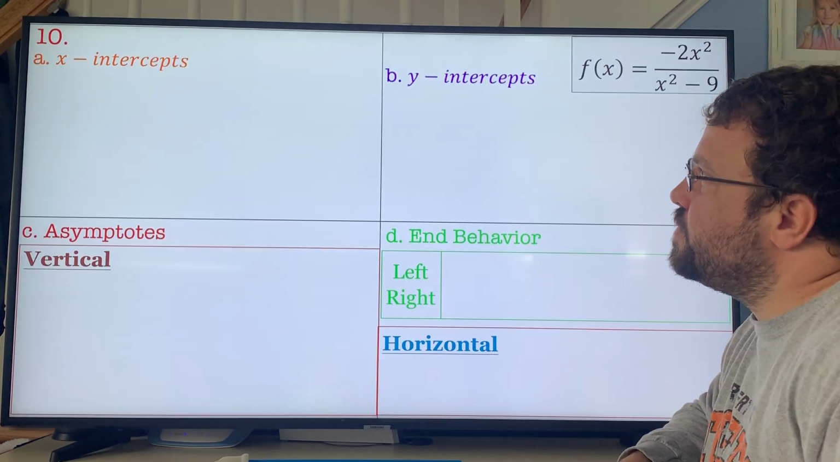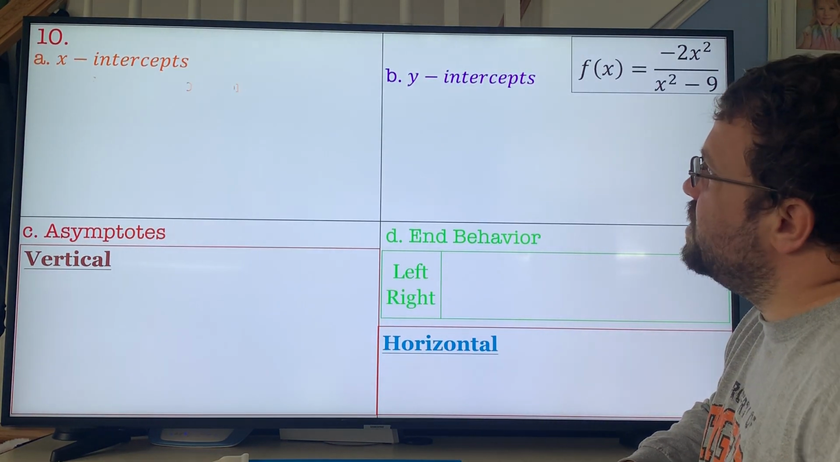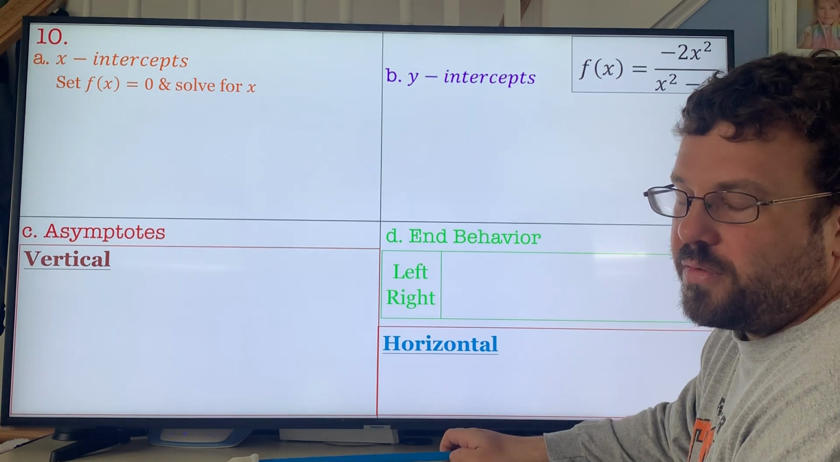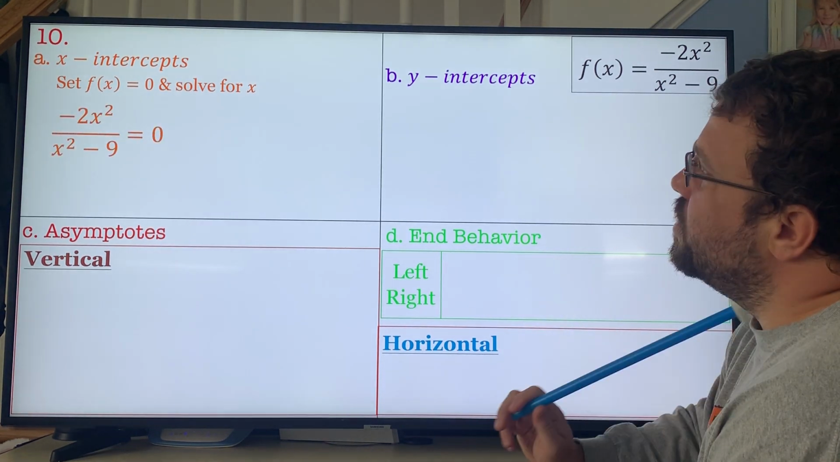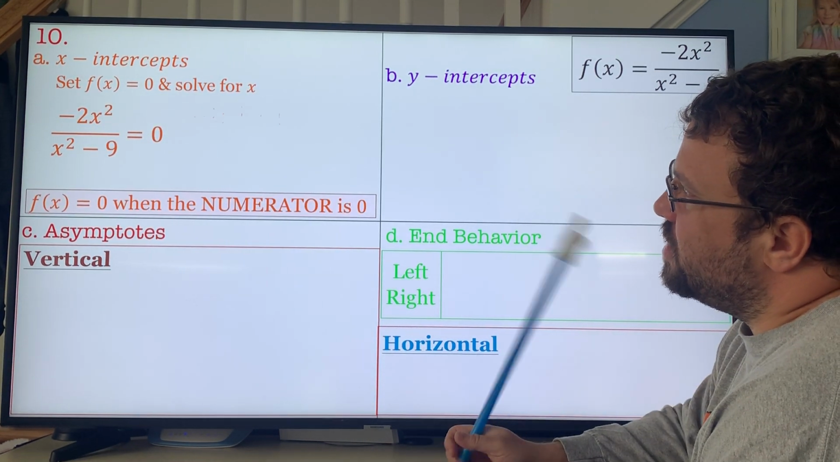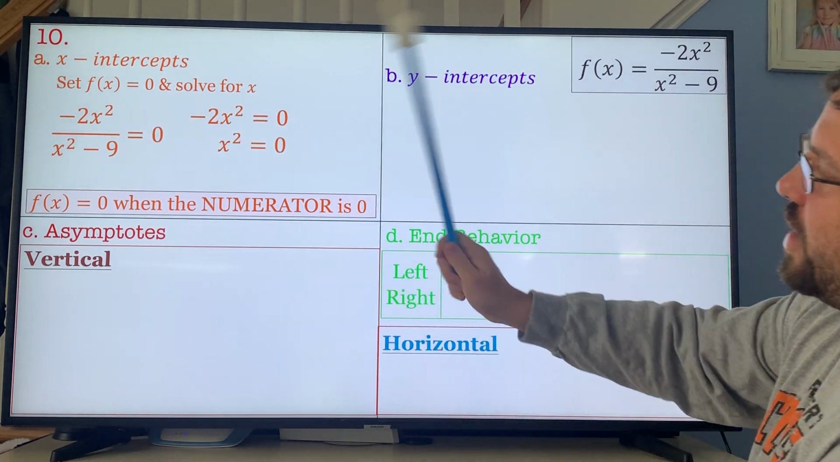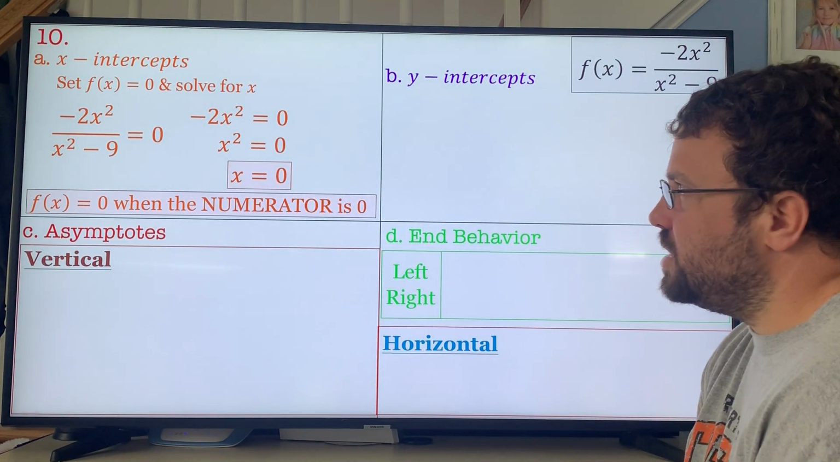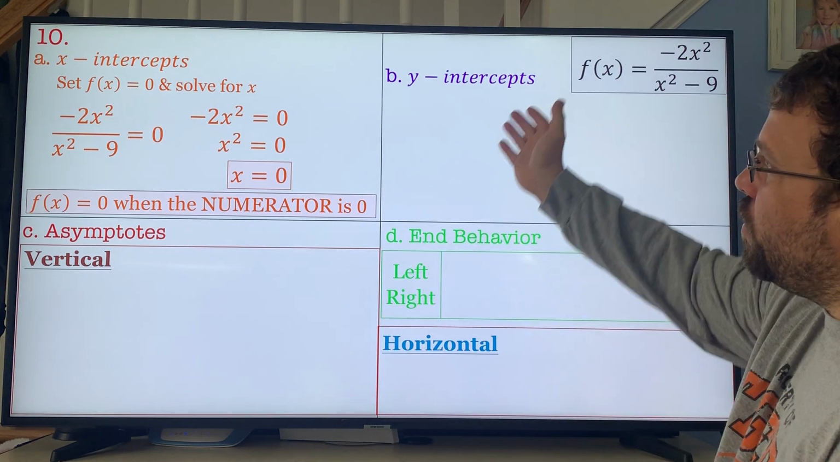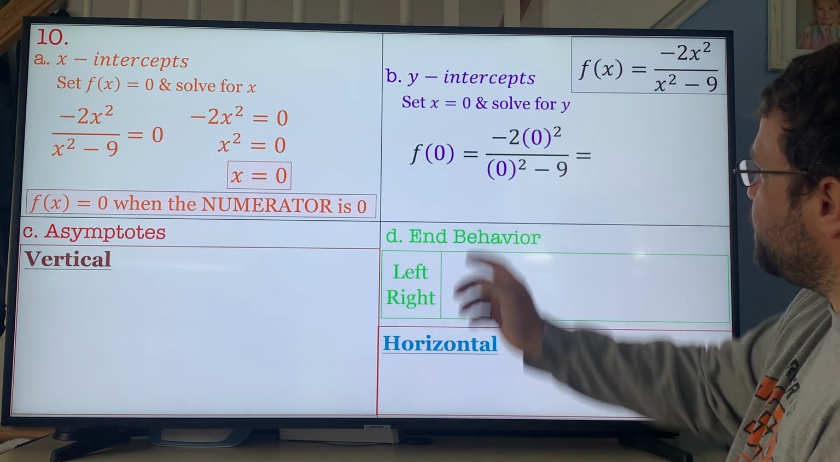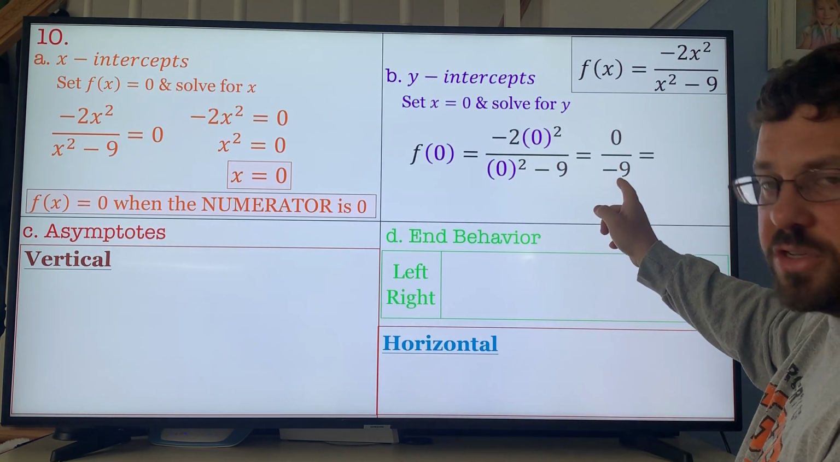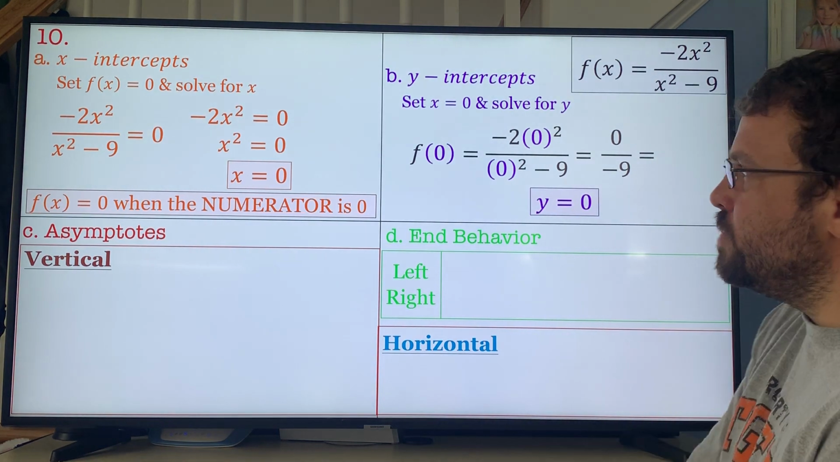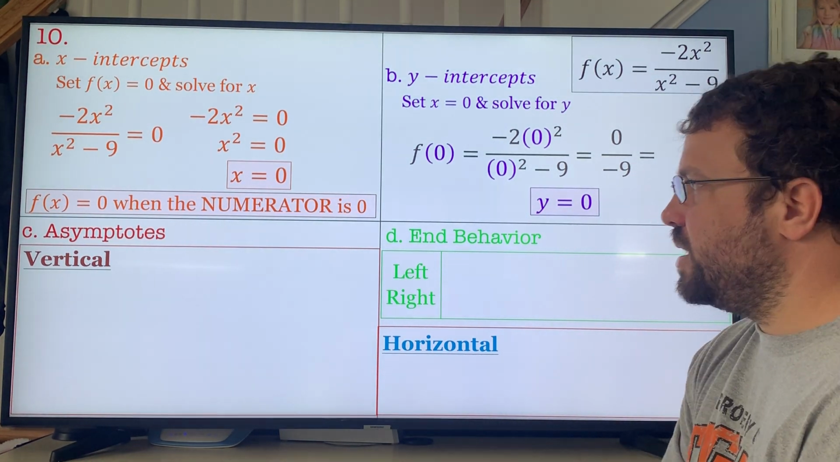2 left. All right, so x-intercepts. Solve f of x for x. So you're going to make the numerator, once again, equal 0. Negative 2x squared equals 0. Divide by negative 2 and the square root of 0 is indeed 0. So you have one x-intercept. Y-intercept, set everything equal to 0. 0 over negative 9 is good. That's an answer that is 0. So your origin is your only intercept.